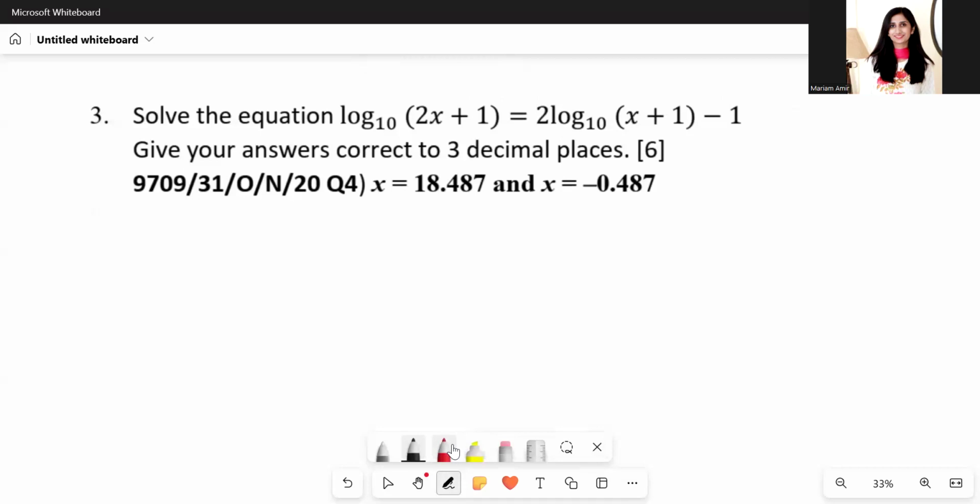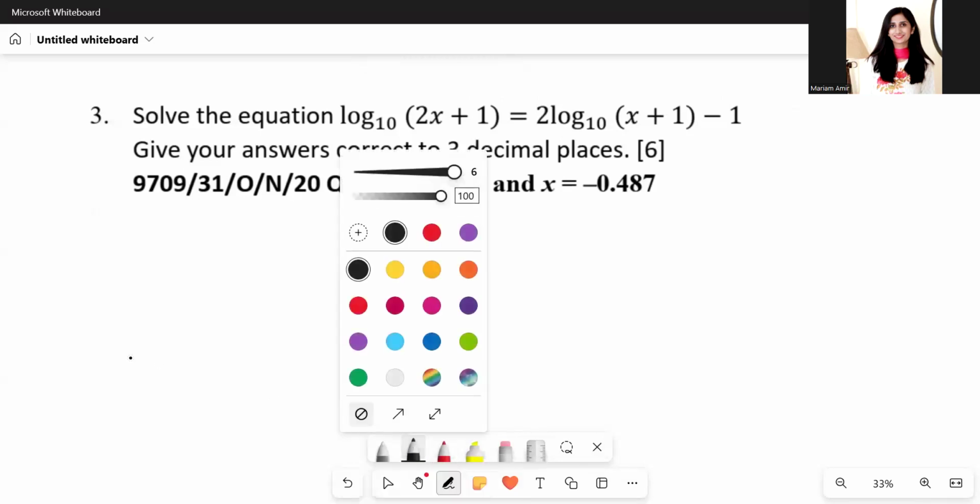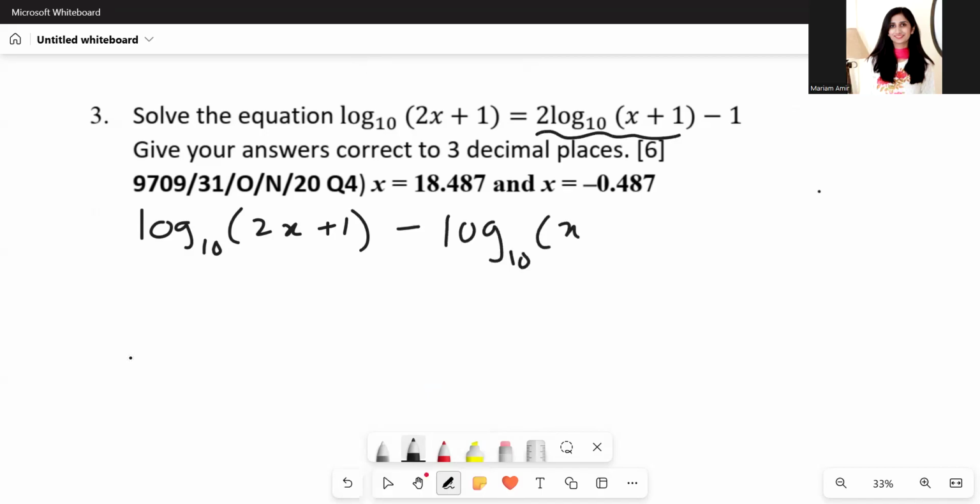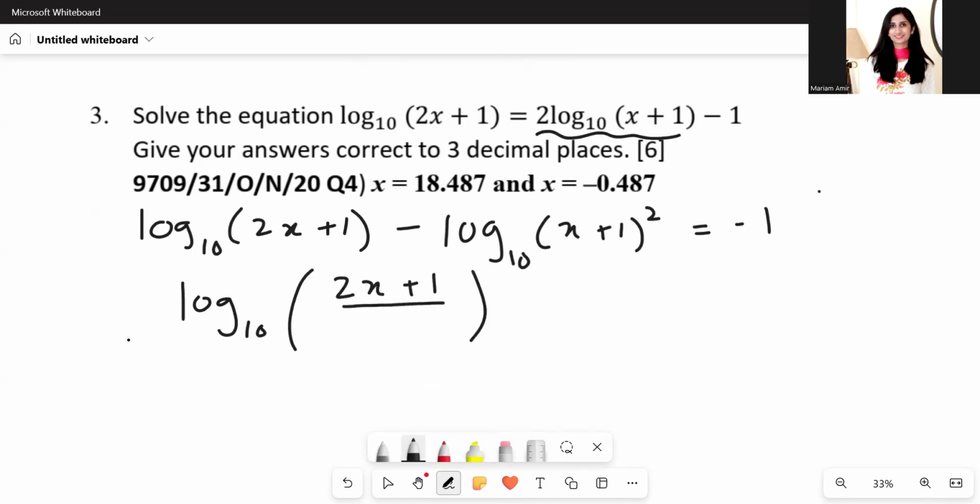Here's another question on solving log equations. Again, like before, we move the log terms to the same side first. So log base 10 of (2x plus 1) minus, bring this term to the other side, and simultaneously I'm going to take the 2 to the power as well, equals negative 1. Now I'm going to write this as a single log term, which would be 2x plus 1 in the numerator and (x plus 1) whole squared in the denominator.